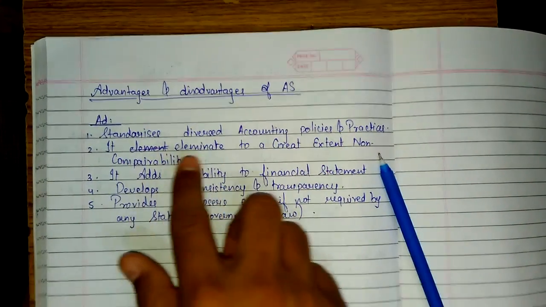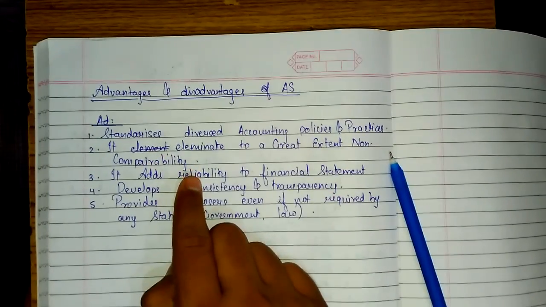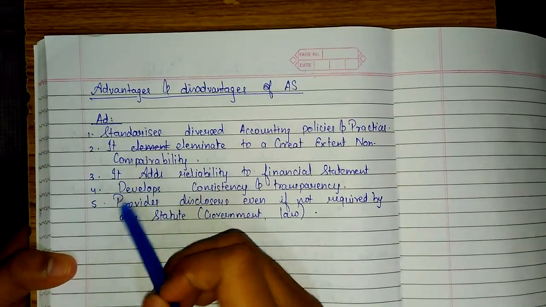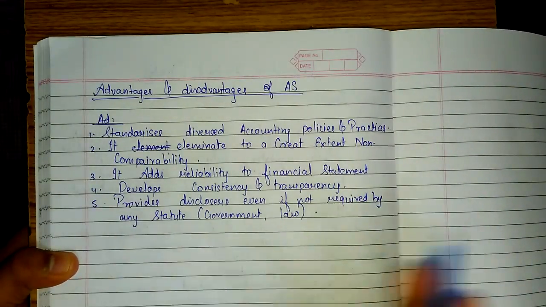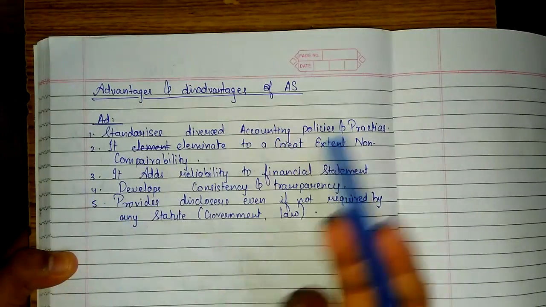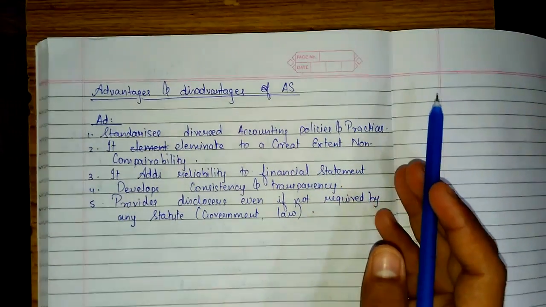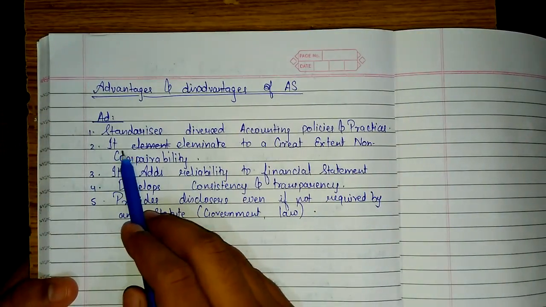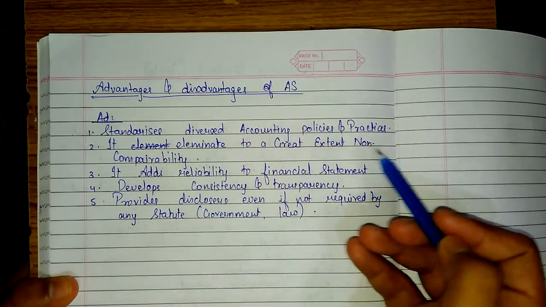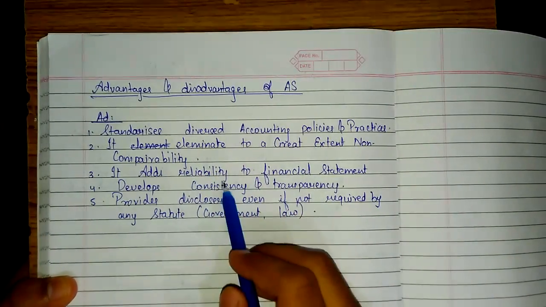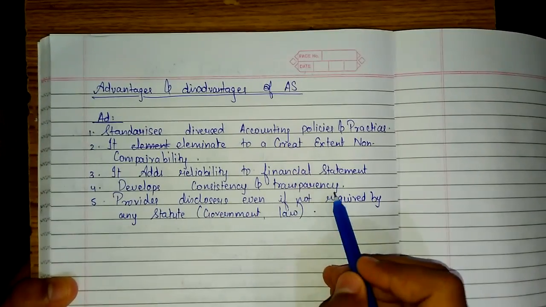Okay, it eliminates to a great extent non-comparability. Okay, so what does this mean? It enhances comparability between two financial statements of different entities. Okay, so it is written in a reverse manner. It eliminates to a great extent non-comparability. It adds reliability to financial statement, develops consistency and transparency.